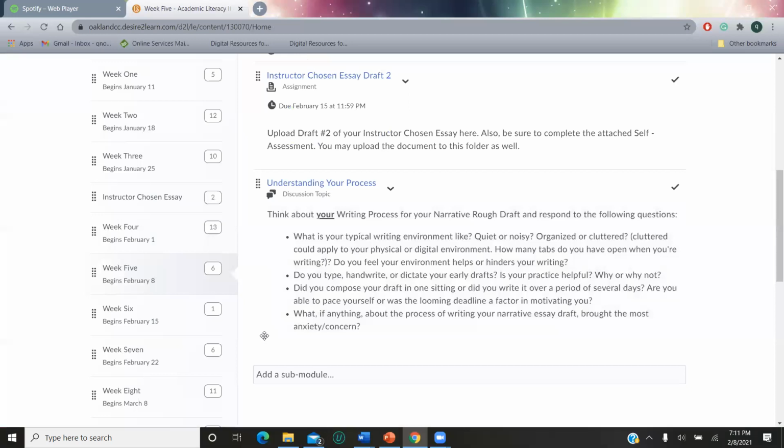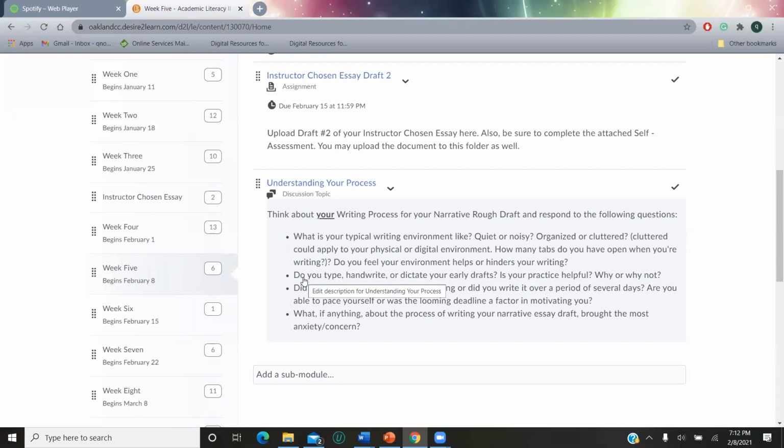So what's your typical writing environment like? Is it quiet? Is it noisy? Is it organized, cluttered? And I mean cluttered as far as, like, you guys can't see my desk, but there's just stuff everywhere. Just old digital devices and pens and stuff. So it could be that kind of clutter, or maybe you write with 5-6 tabs open, which is also not good. And then follow it up. Do you feel your writing environment helps or hinders your writing? If it hinders, then you should ask yourself, what needs to change?